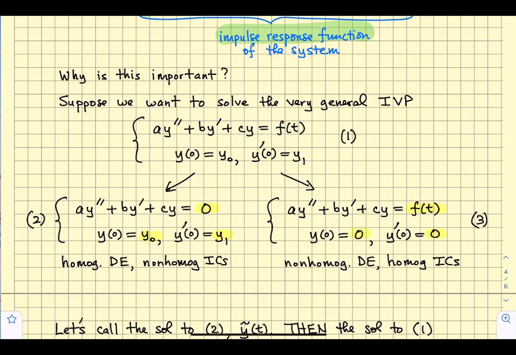See how we're offloading? There are 2 non-homogeneities here: the forcing function f, and the initial conditions y0 and y1. In the first one, we make the differential equation homogeneous, getting rid of this non-homogeneity, but leave these alone. And in equation 3, we're going to do the opposite. Leave this non-homogeneity, but erase the non-homogeneity that occurs in the initial conditions.